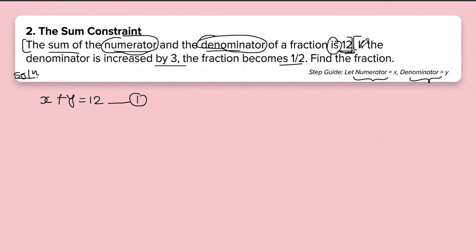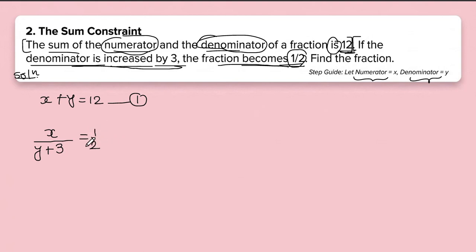Now look at the second condition. If the denominator is increased by 3, then the fraction becomes 1 by 2. So now we have to write it in terms of the fraction, because the second condition is talking about the fraction value. So the fraction becomes 1 by 2, that means x upon y plus 3 is equal to 1 upon 2. The denominator is y, and we are increasing it by 3. The numerator has no change, so we write x as it is.